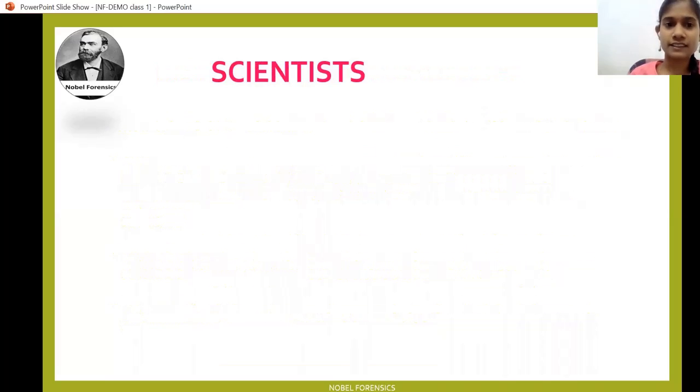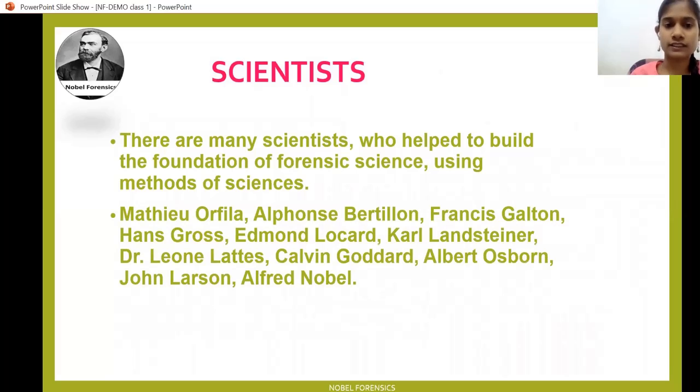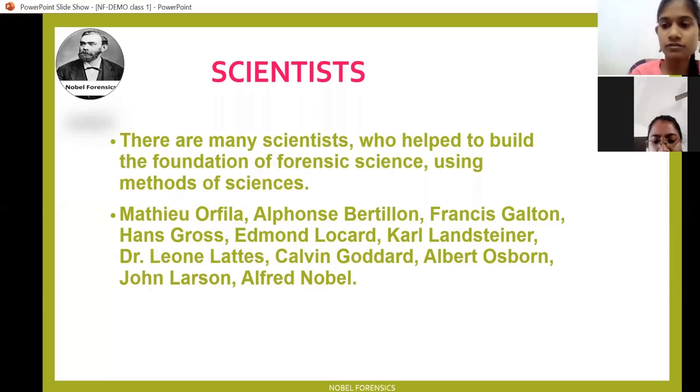Then different scientists. There are many scientists involved with forensic science, but here I added a few. Matthew Orfila was the father of modern toxicology, because he discovered different methods for the analysis of poisons, which are even used today. Then Alphonse Bertillon discovered a method for personal identification, and that was the first method for personal identification, anthropometry, based on body measurements.